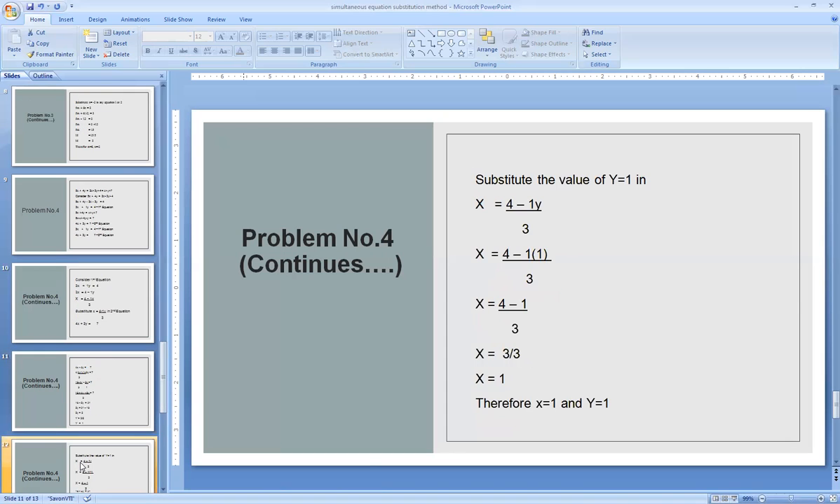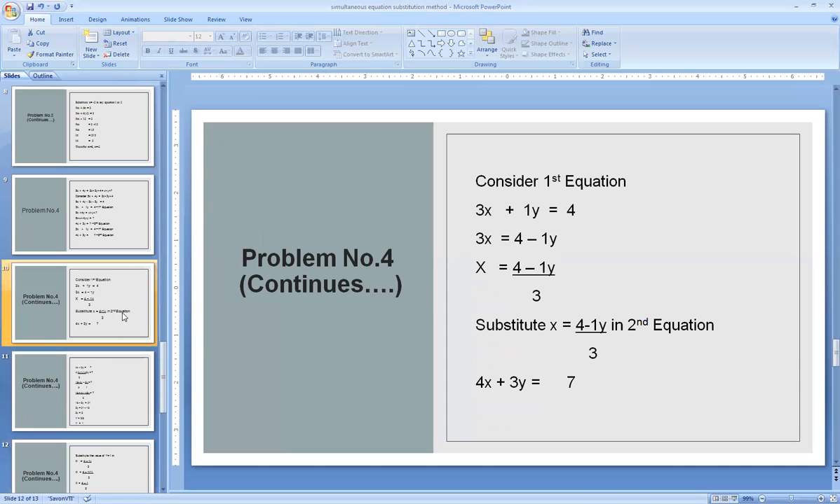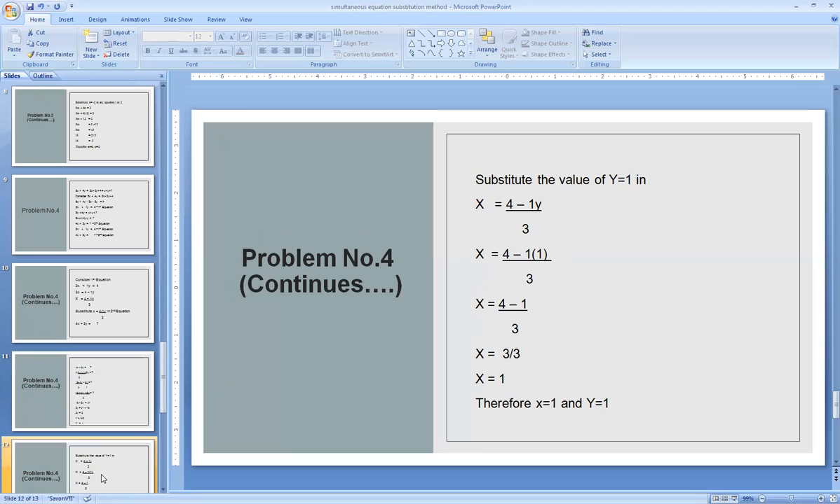So this is how to calculate the value of y. The same thing, now we'll have to calculate the value of x. So here also we are substituting the value of y equals 1. In any one of the equations, first, second, or third, we can substitute. After the earlier step, this will become the third equation, that is x equals 4 minus 1y divided by 3. So there we are going to substitute. In any one of the equations, we can substitute. Where there is y, we are writing 1 here.